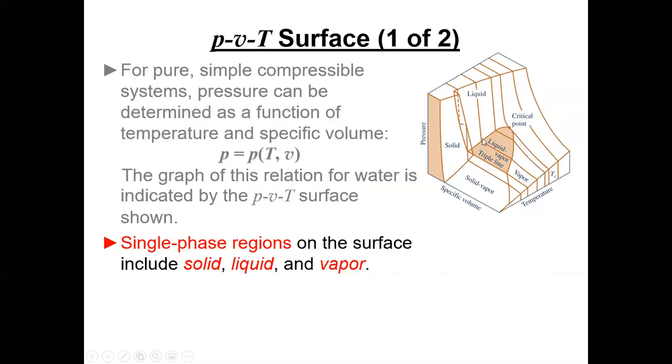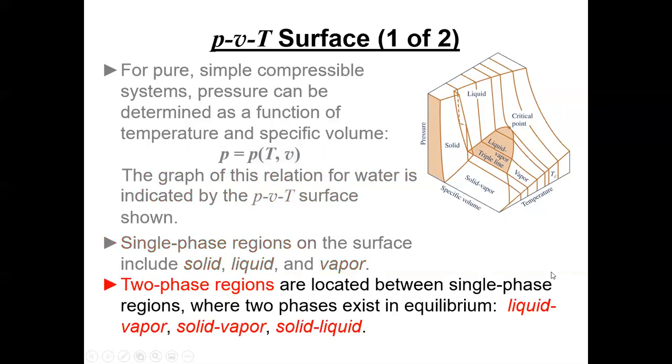Say you had water boiling on the stove, then you would start over here on this saturated liquid line and come across at constant pressure to the saturated vapor line. We'll talk more about that. Okay, two-phase regions are located between single-phase regions. They're where two phases exist in equilibrium: liquid-vapor, solid-liquid.